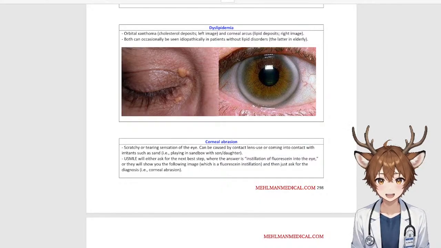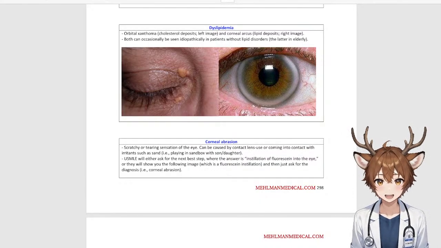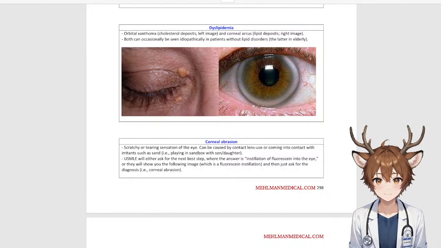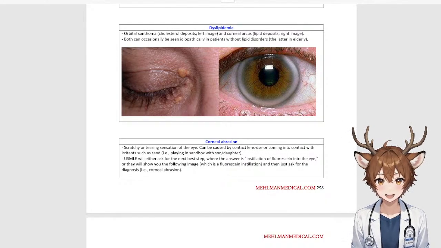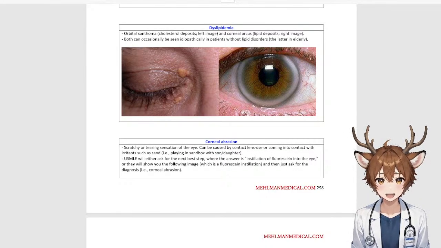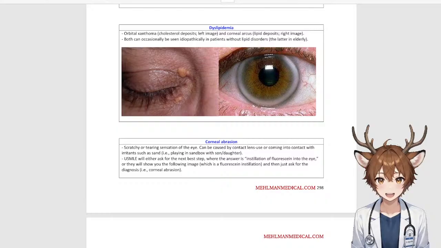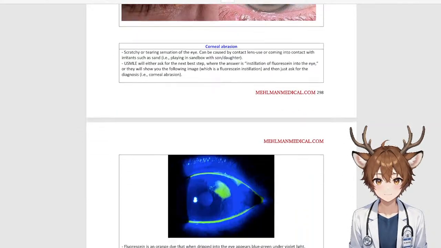Corneal abrasion. So corneal abrasion, scratchy or tearing sensation of the eye, can be caused by contact lens use or coming into contact with irritants such as sand, that is to say playing in a sandbox with a son or daughter. USMLE will either ask you for the next best step, where the answer is instillation of fluorescein into the eye, or they will show you the following image, which is a fluorescein instillation, and ask you for the diagnosis: corneal abrasion.